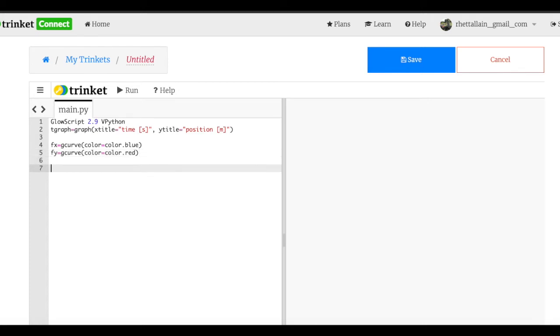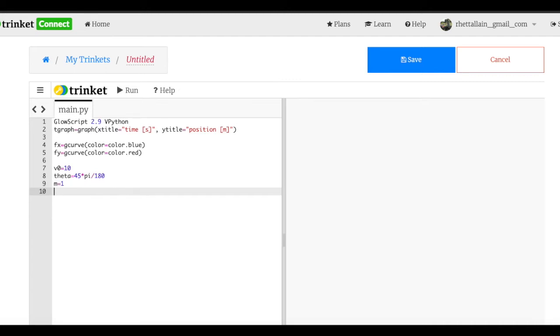Okay, now let's set up my initial conditions. So let's say v0 equals 10, theta equals, let's say 45 degrees for fun. So 45 times pi divided by 180. The mass I'm going to say is 1, and b equals 0.5. I had 1 before. I'm just changing that to 0.5. We can change that up. It's not a big deal.